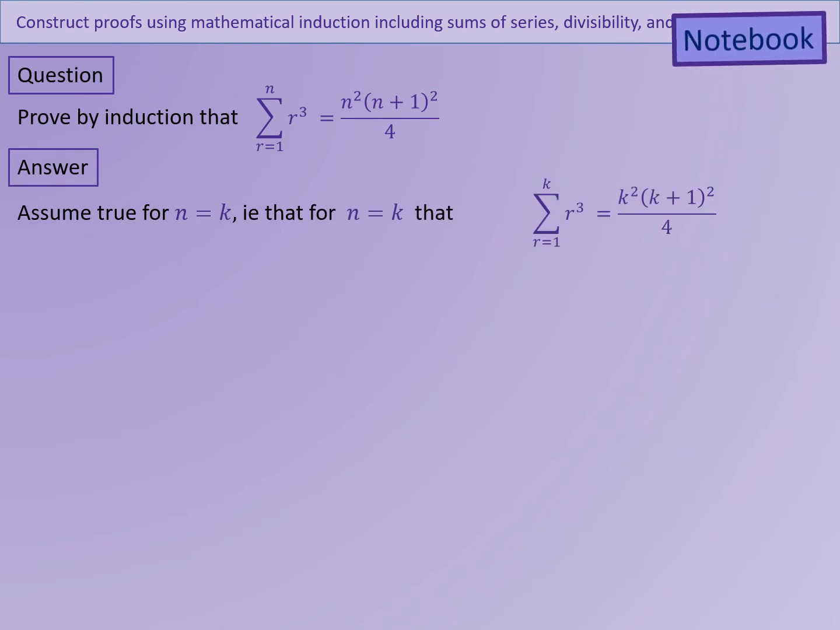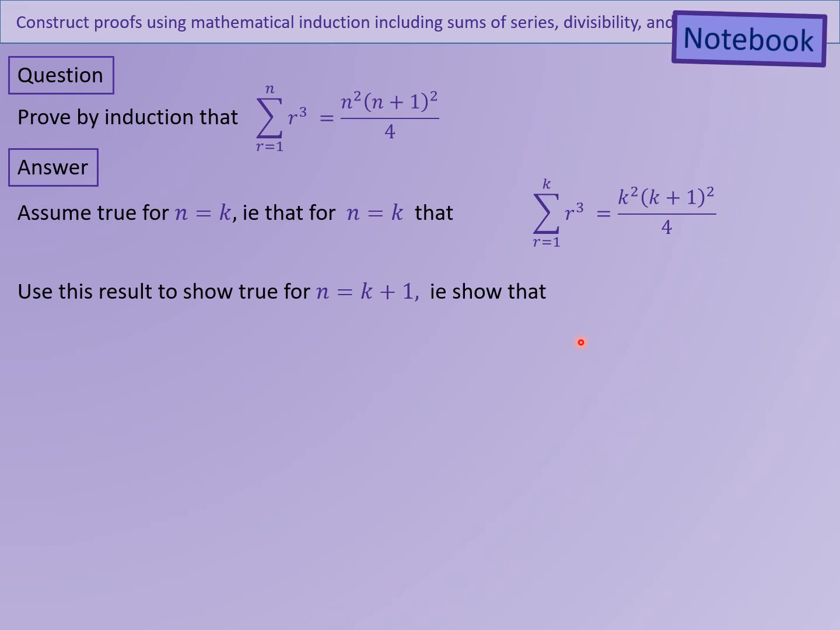So we're going to start off by assuming that the result is true for n equals k. So we're going to write out the result but replace all of the n's with k. Be careful that you don't replace any other letters with k. For example, r is still r in this because that is the rule of the series. So we're going to write down that the sum from r equals 1 to k of r cubed is, and then we've replaced each of the n's in the rule with k. We've now assumed that this is true, so we can now use this in our next step.